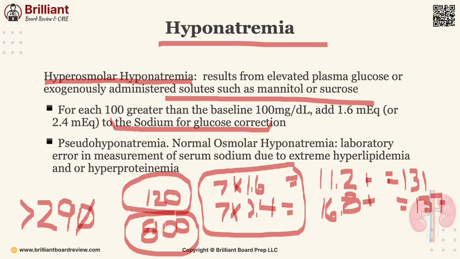Pseudohyponatremia is a normal osmolar hyponatremia, and the laboratory error in measurement of serum sodium is due to extreme hyperlipidemia or hyperproteinemia. So hyperlipidemia or hyperproteinemia can cause these errors in our measurement.